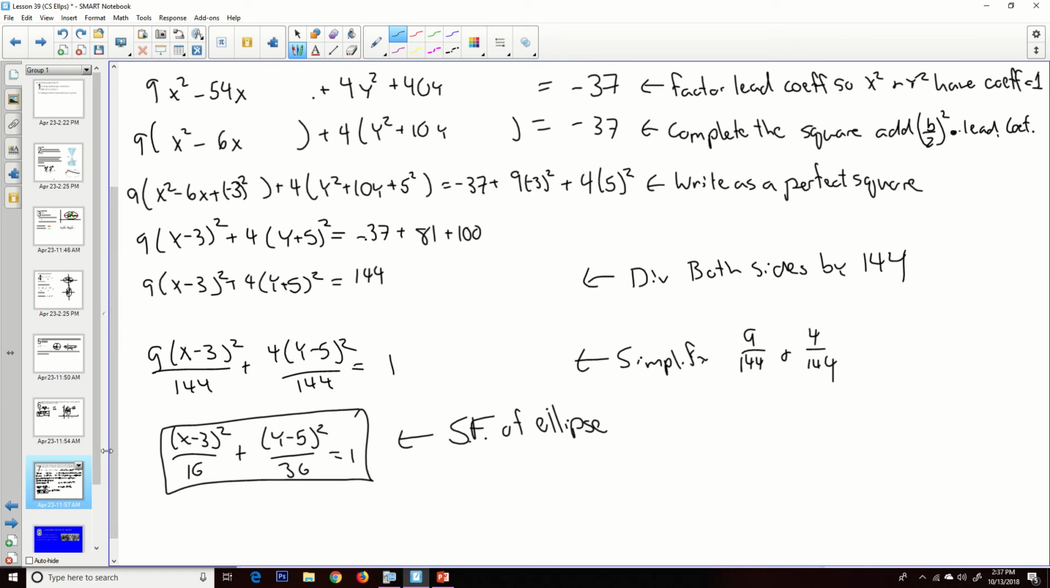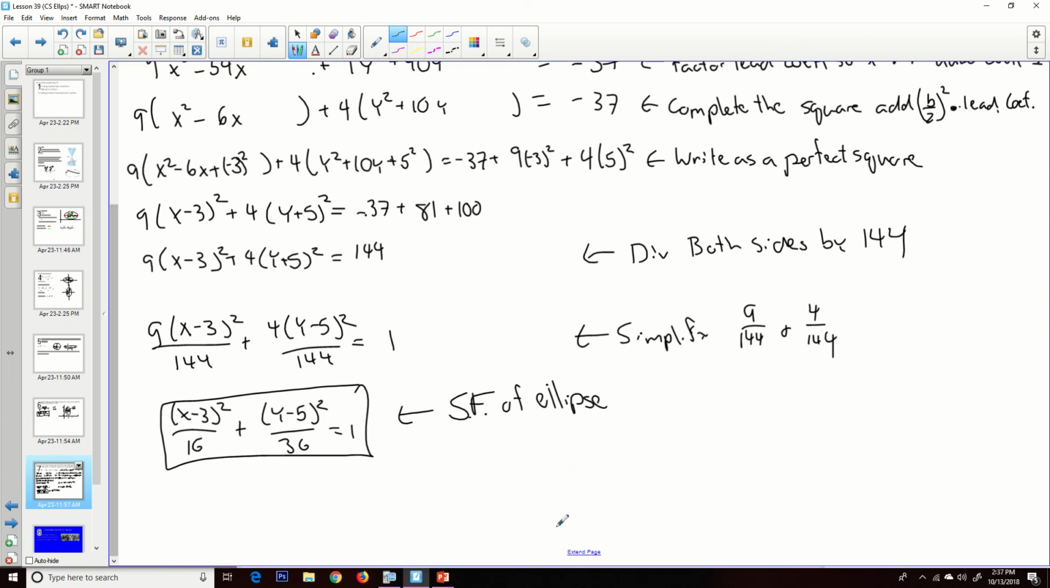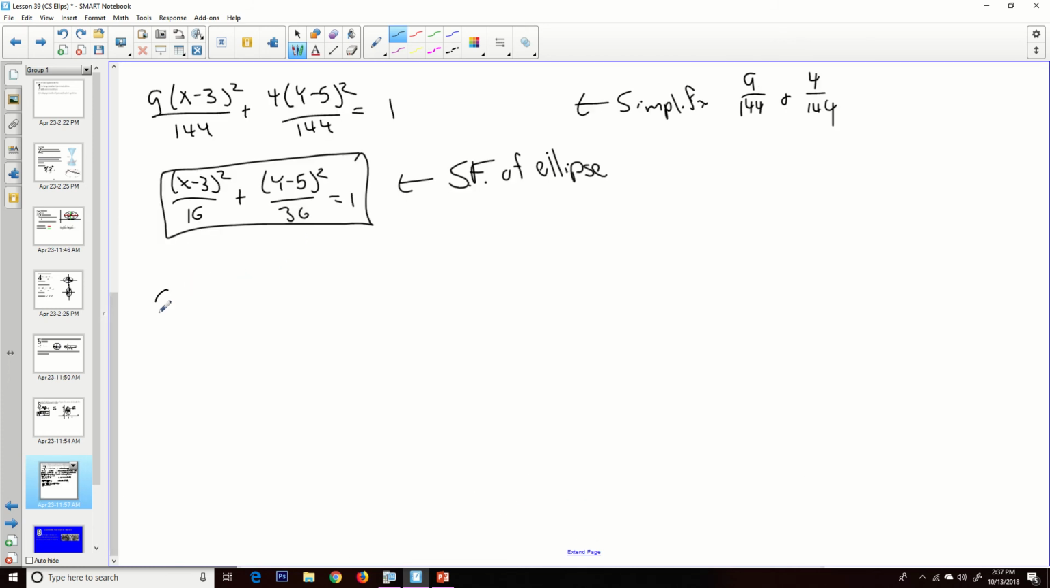Okay, what else do they want? Let's see here. List the center, the vertices, the foci, and the eccentricity. Okay, so the center is easy. The center will be, let's see here, 3, 5. Makes this positive and makes that positive, so we're good.